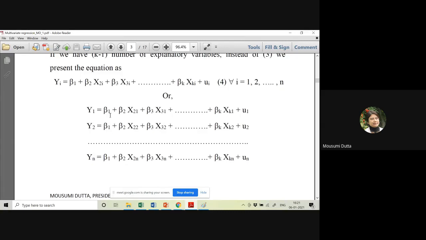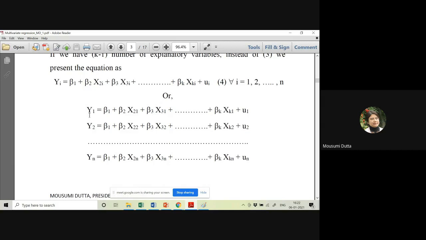y1 is equal to beta 1 plus beta 2 x21. x2 is the name of the variable, and 1, 2 to n is basically the observations on variable x2. x2 is the first explanatory variable. To keep parity with beta 2, I'm naming the variable x2, and for the x2 variable, I'm considering the n number of observations.